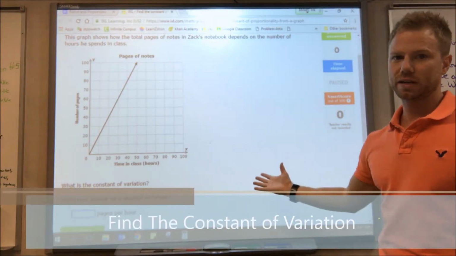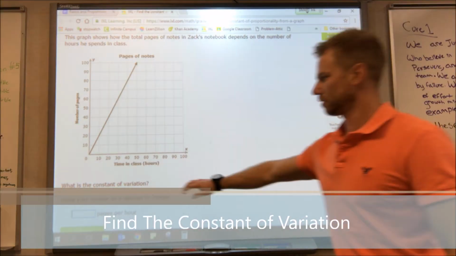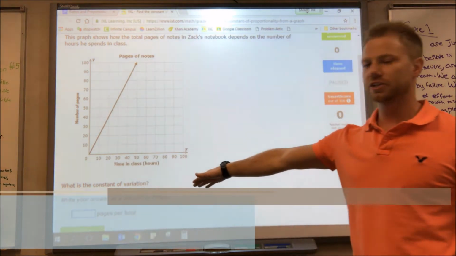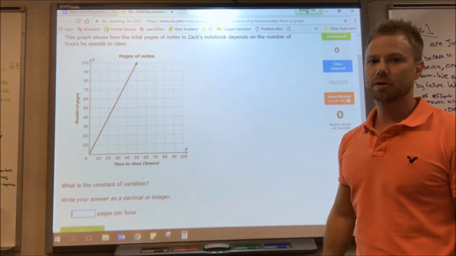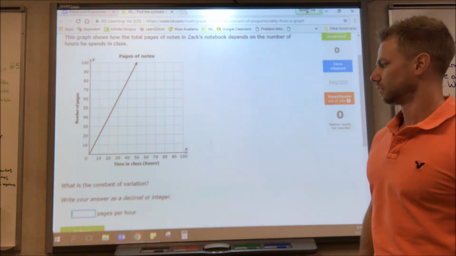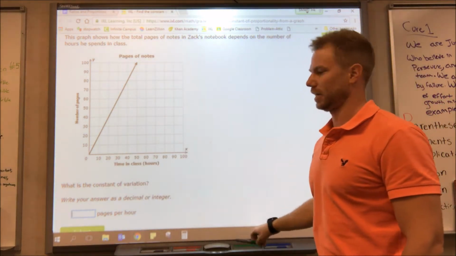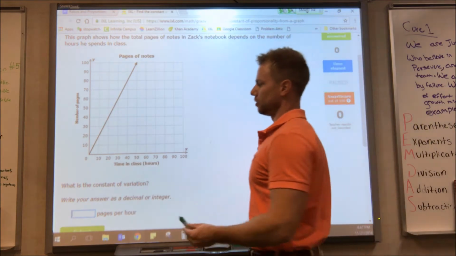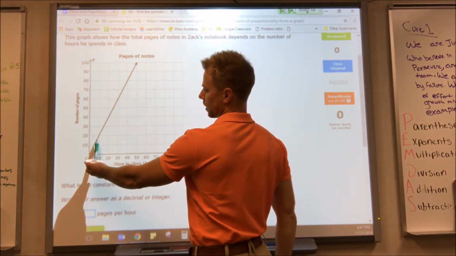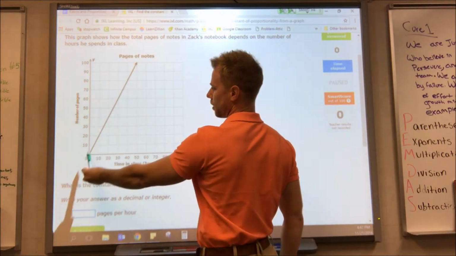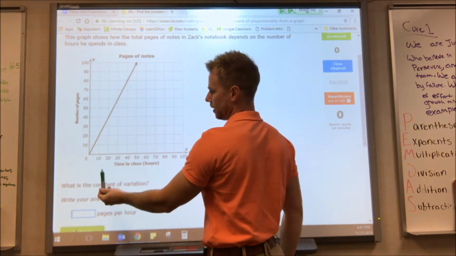Okay, on this link, we need to find the constant of variation. It's asking us what the constant variation is, which is another name for unit rate. So from this graph, we need to be able to find the unit rate. And how we can do that is use the points of intersection that lie on this graph or this line.